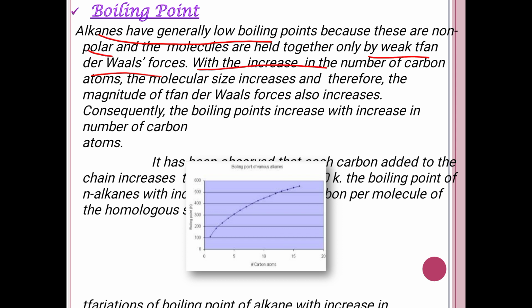With the increase in the number of carbon atoms, the molecular size increases and therefore the magnitude of van der Waals force also increases. So the lower members have low melting points, but the higher members have high melting and boiling points. So the boiling point and melting point increase with the increase in the number of carbons.